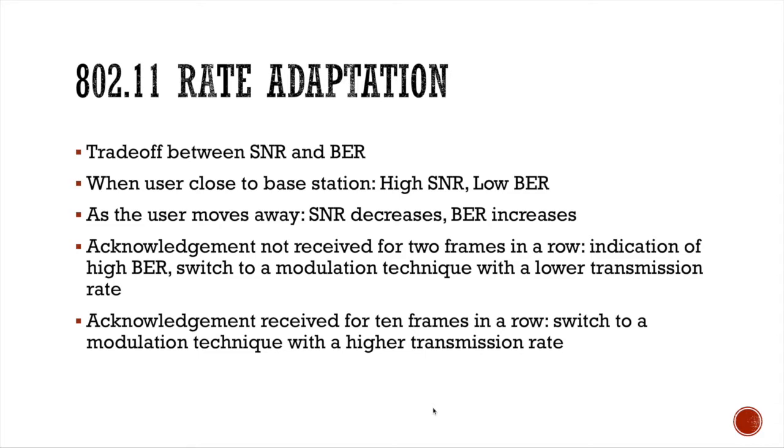Thus, some 802.11 implementations have a rate adaptation capability that allows it to choose which modulation technique is more suitable for the current situation. If 2 frames are sent in a row without receiving acknowledgement, it implies the BER might be too high, and a modulation technique with a lower transmission rate will be applied. On the other hand, if 10 frames in a row receive acknowledgement successfully, it will switch to a modulation technique with a higher transmission rate.